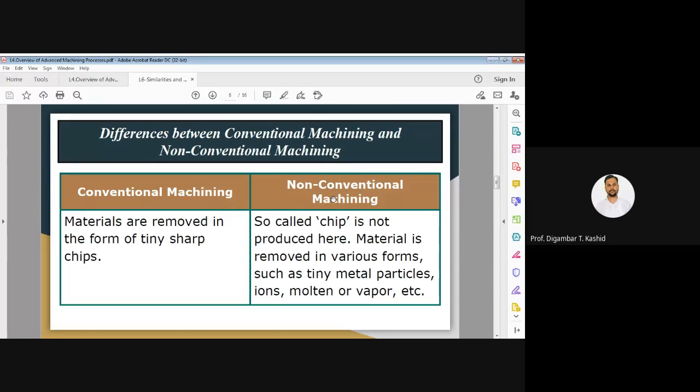Whatever metal is there is removed in various forms, such as tiny metal particles, called debris or craters, or metal particles or ions, because chemical dissolution or ion dissolution occurs. Also, in EDM, EBM, or LBM, melting and evaporation take place. So molten metal or vapors will be the forms of removal of the metal.